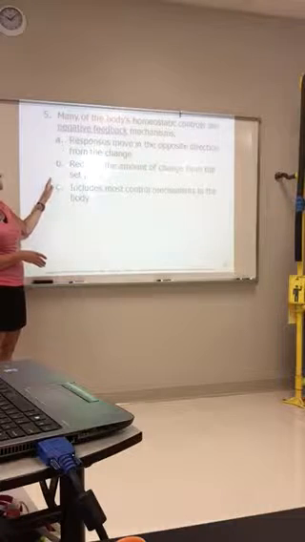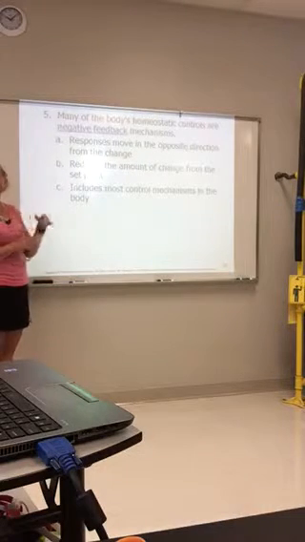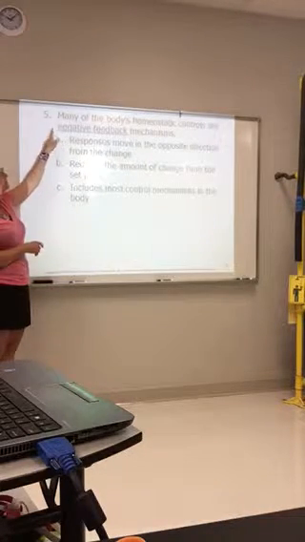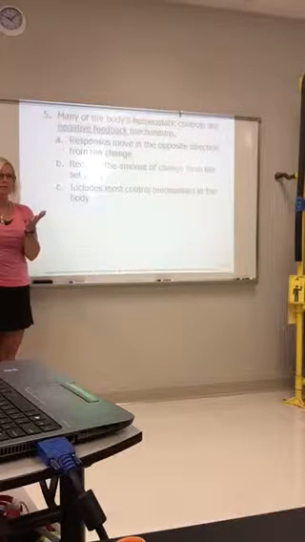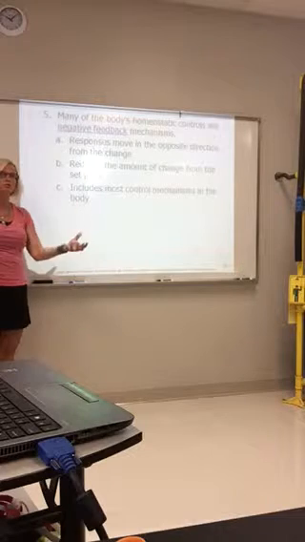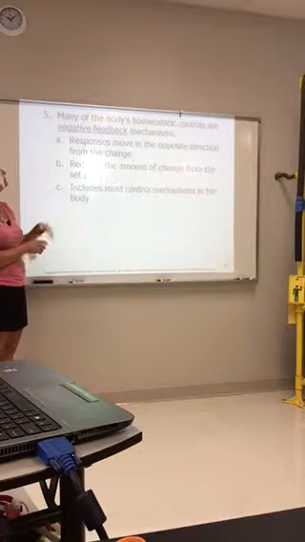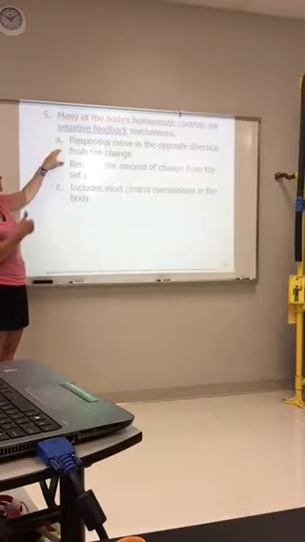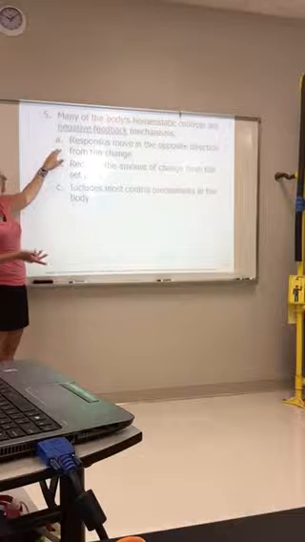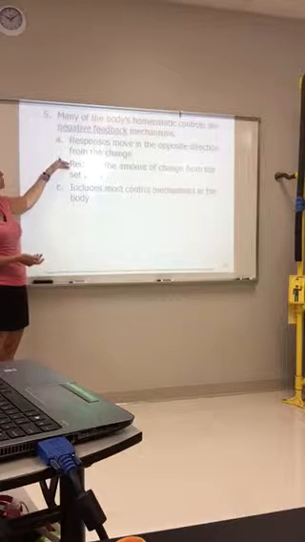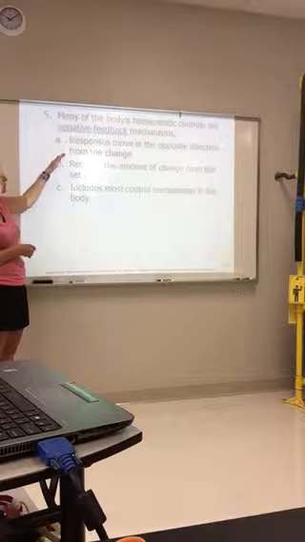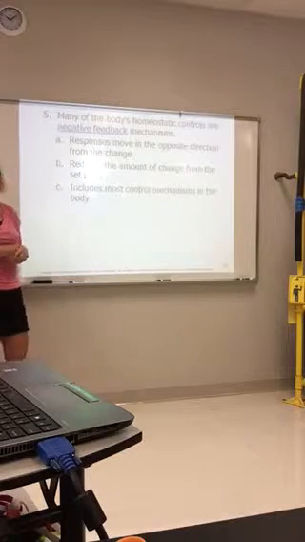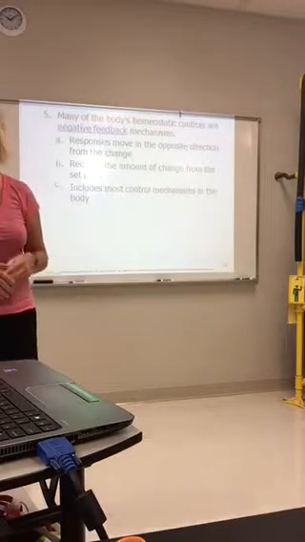So the way your body does that most often is negative feedback. Negative means opposite. If something happens, your body's going to do the opposite thing. So responses move in the opposite direction of the change. It reduces that change or the variation from that set point. It doesn't want to go too far, and it's going to include some type of mechanisms in the body.